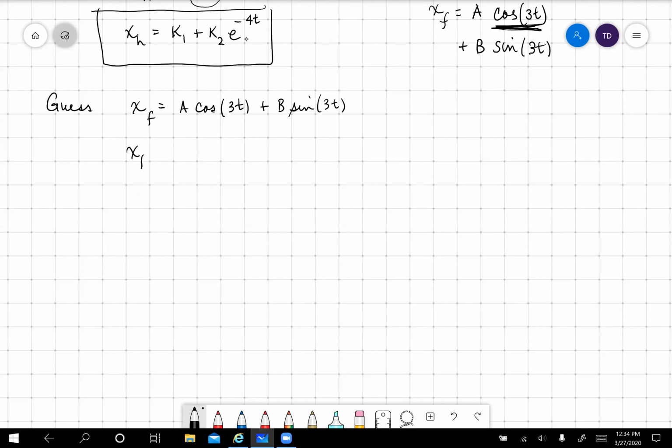We compute the first derivative and then the second derivative. Minus 3A sine of 3t plus 3B cosine of 3t. I'm just going to rewrite this so that the cosine is always first and the sine is always second. Oops, minus.